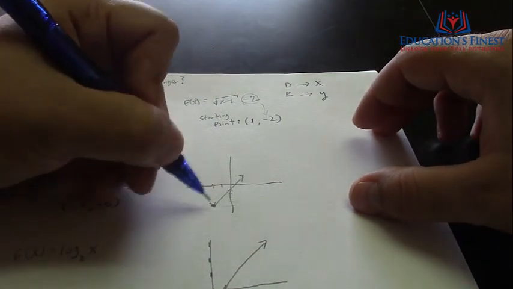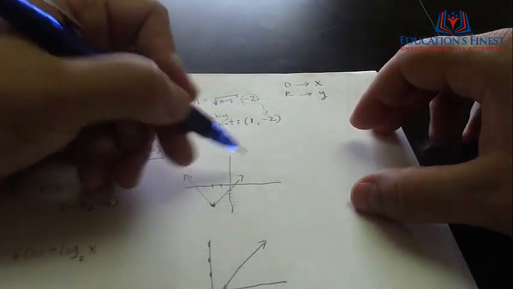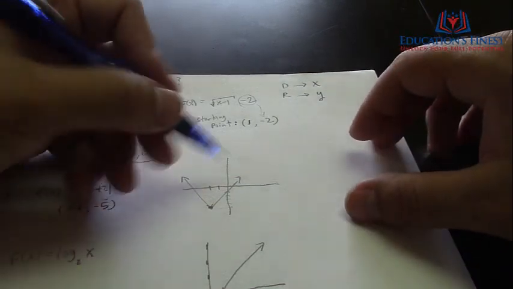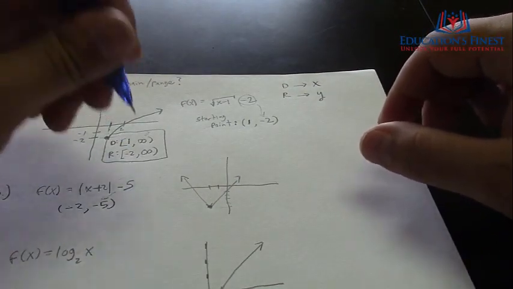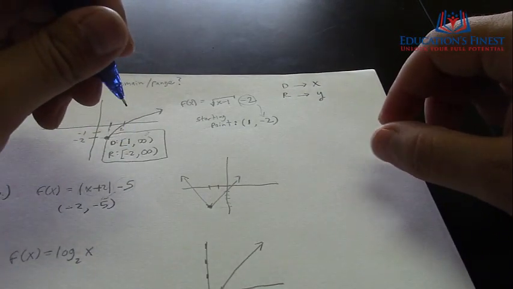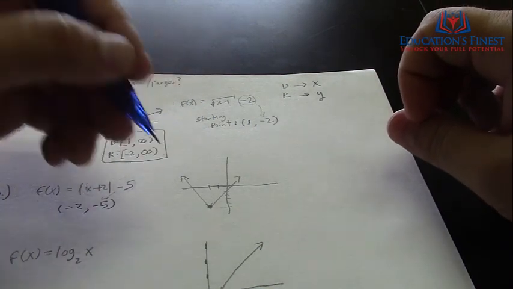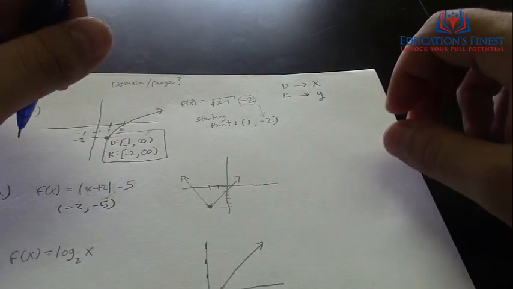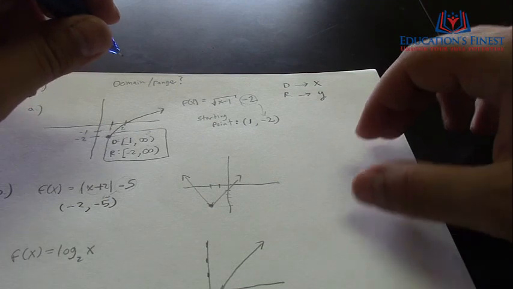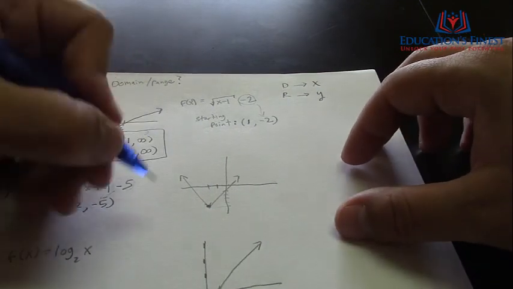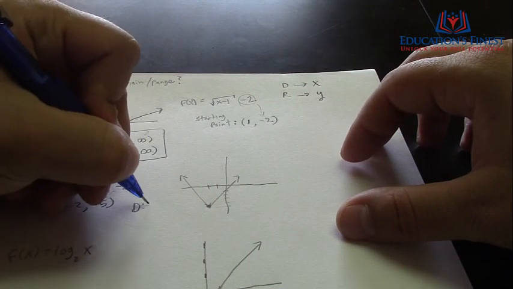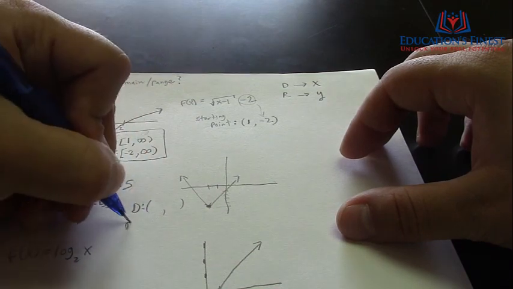And then since it's an absolute value, you know it just has to be a V. So you just plop that guy down. It's very important and very helpful that you know what these graphs look like beforehand. Okay, so domain, again, is x values, and then you have your range.